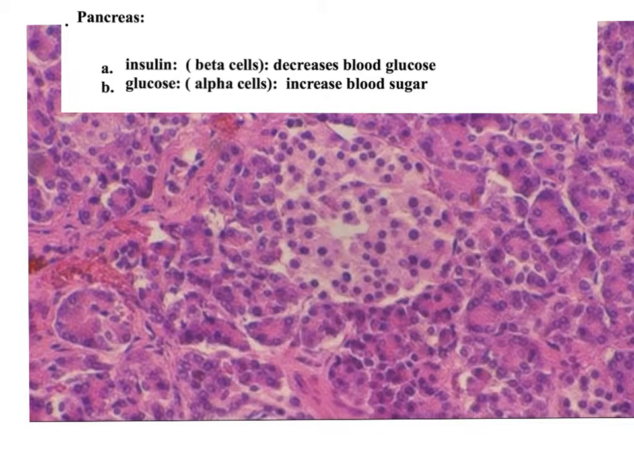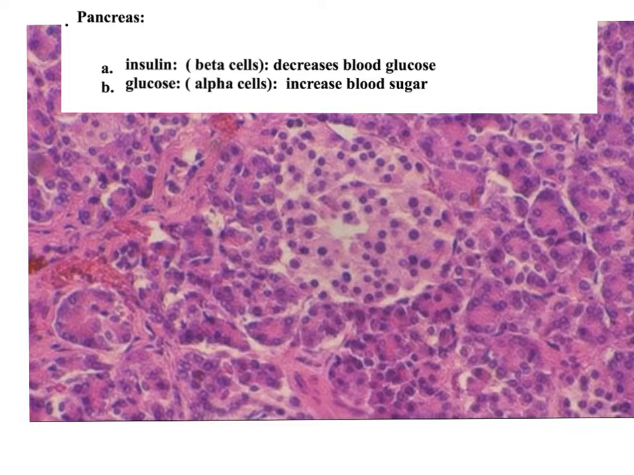Now, the islet of Langerhans consists of 2 types of cells. You cannot differentiate these cells visually, but it is by location. In the center portion, we have the alpha cells. The alpha cells secrete glucagon, and glucagon increases the blood sugar levels. In the outer edge area, we have the beta cells. The beta cells secrete insulin, and this decreases blood glucose levels.